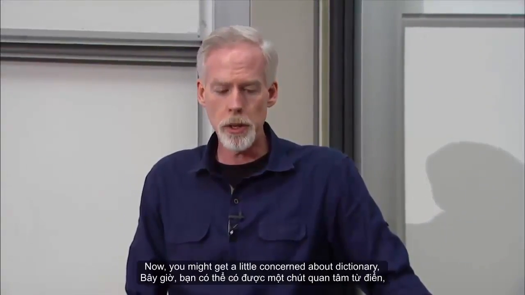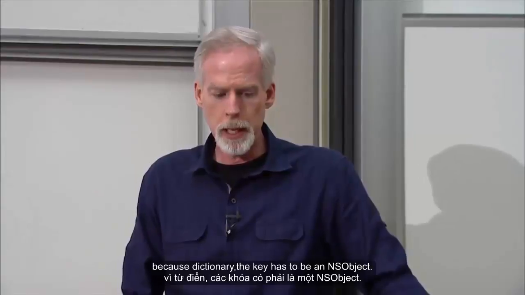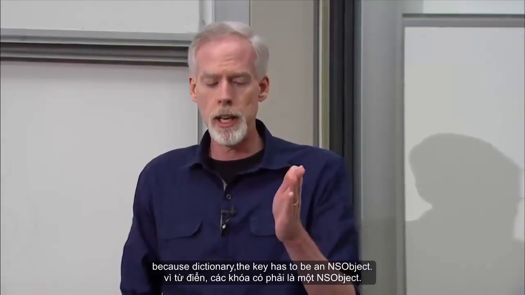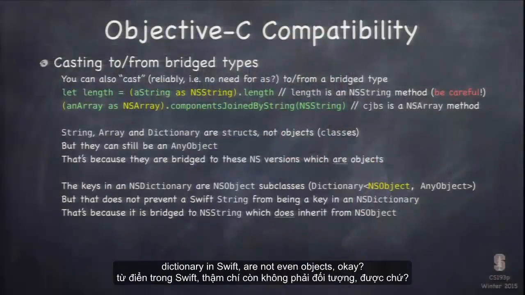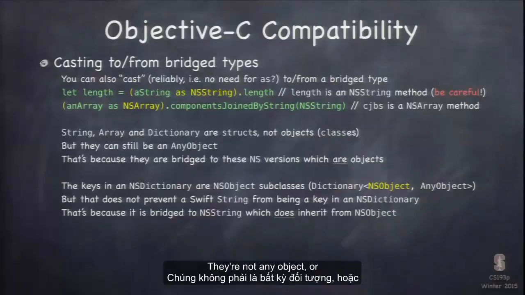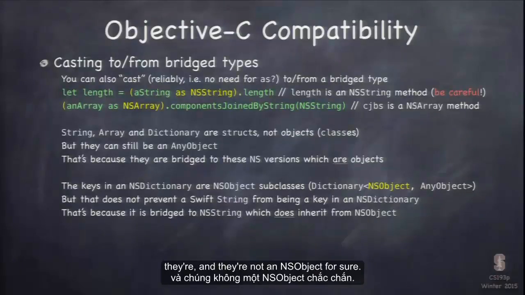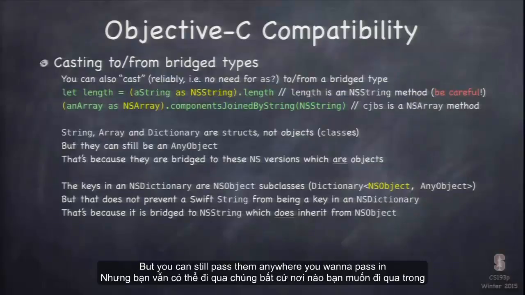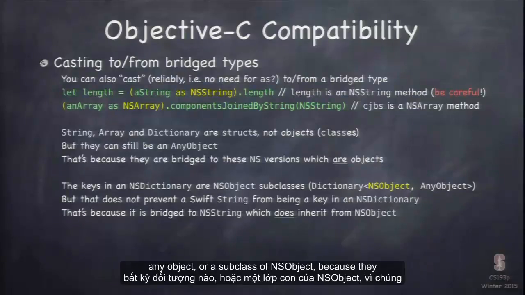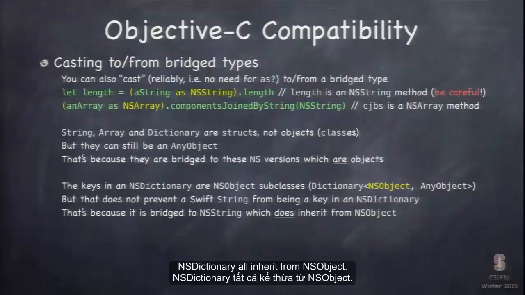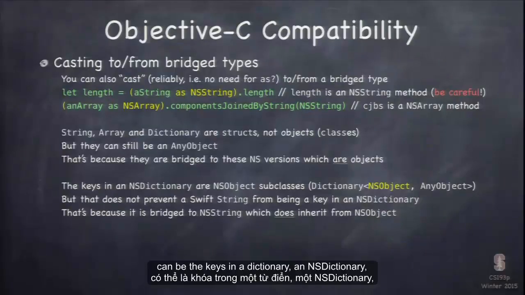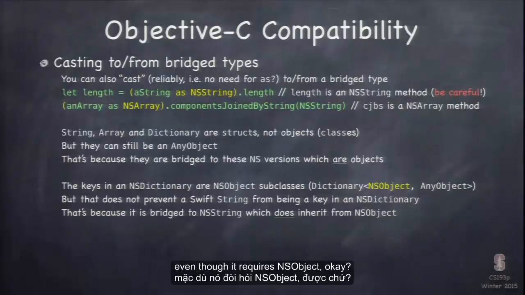Now, you might get a little concerned about NSDictionary, because in a dictionary the key has to be an NSObject. And of course, we know that String and Array and Dictionary in Swift are not even objects. They're not any object, or they're not an NSObject for sure. But you can still pass them anywhere you want to pass an AnyObject or a subclass of NSObject, because they are bridged to classes that inherit from NSObject, because NSString, NSArray, and NSDictionary all inherit from NSObject. So that means Swift Strings can be the keys in an NSDictionary, even though it requires NSObject, okay?